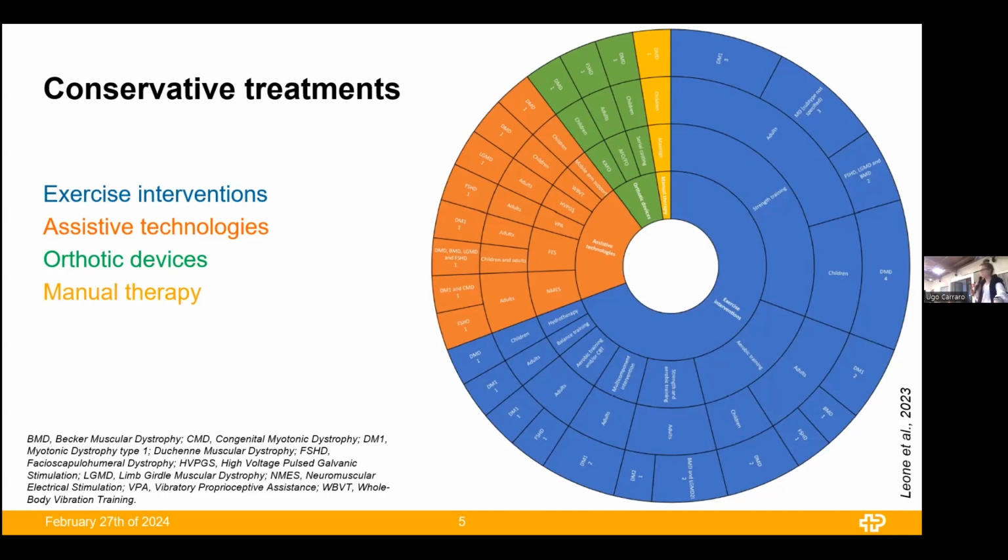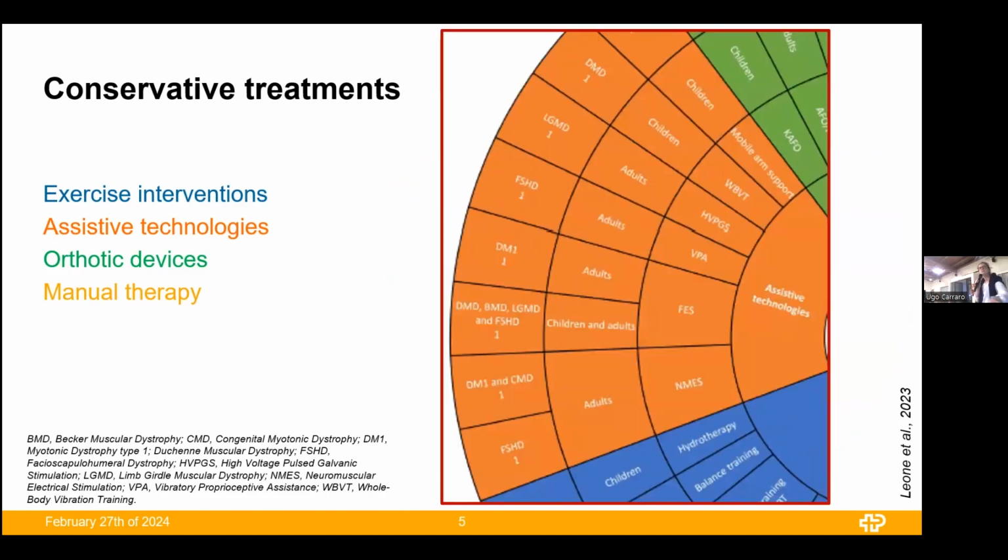So we have a very large representation of exercise interventions. But today, we're interested in this a bit smaller part, which is electrical stimulation. And if we look closer at that, we see that FES and neuromuscular electrical stimulation are not very well represented in literature.